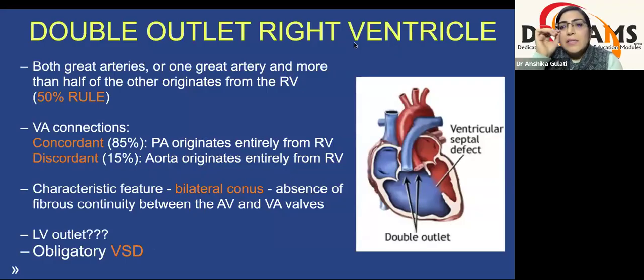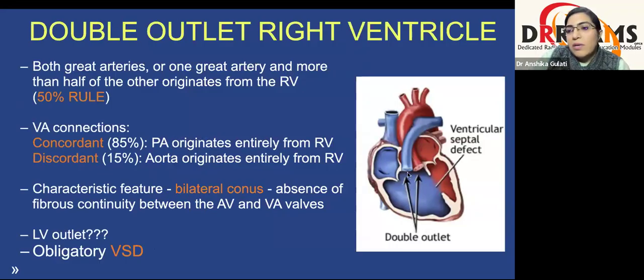Another disease entity in this group 4 is a DORV, that is double outlet right ventricle, which by definition means that both the great arteries, the aorta and the pulmonary artery, are arising from the right ventricle. And the 50% rule states that if more than 50% of a valve of the great artery is arising from the RV, then also we will say that that artery is arising from the RV.